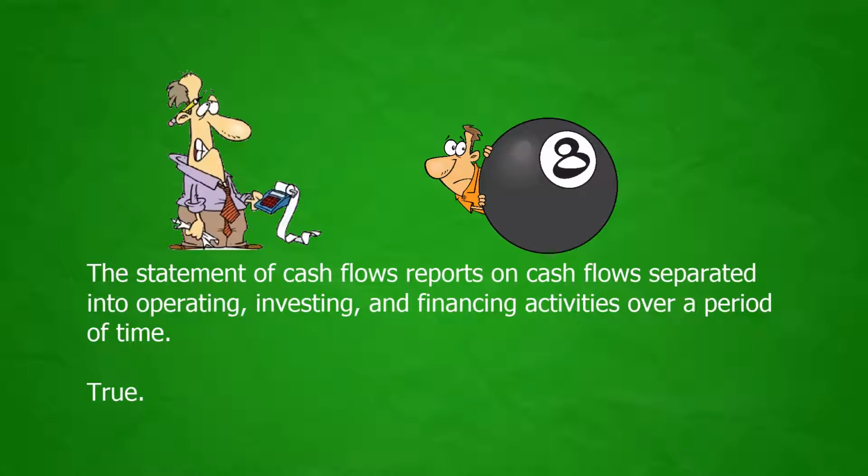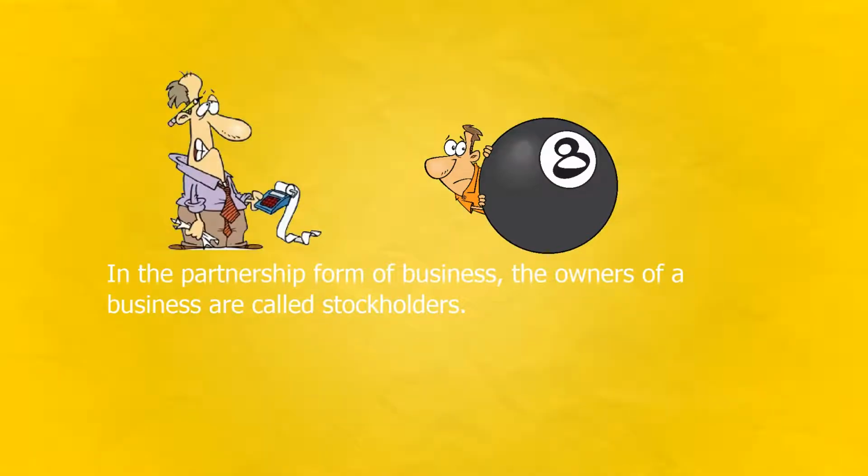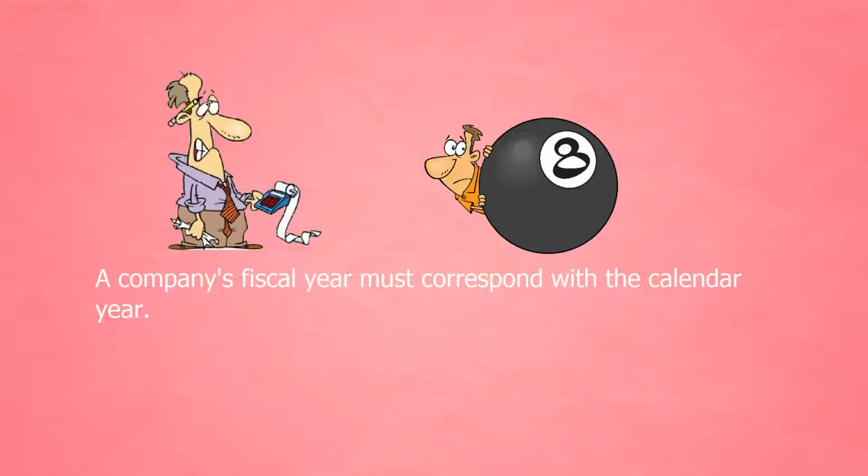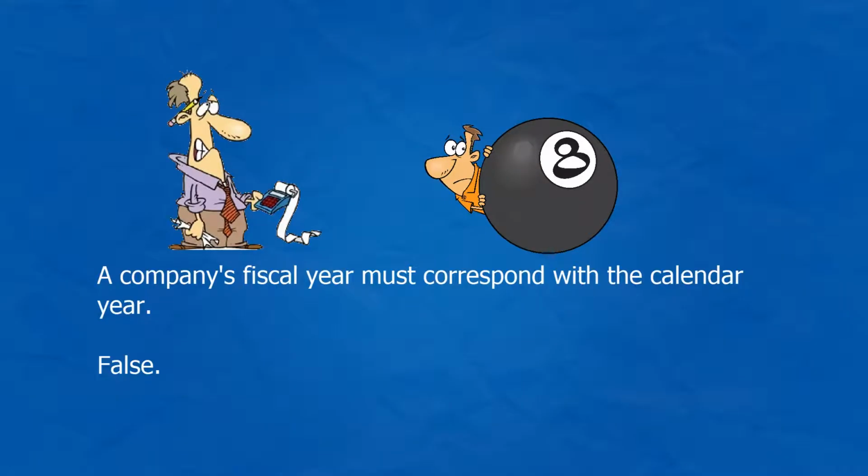In the partnership form of business, the owners of a business are called stockholders. False. In the corporate form of business, the owners of a business are called stockholders. A company's fiscal year must correspond with the calendar year.